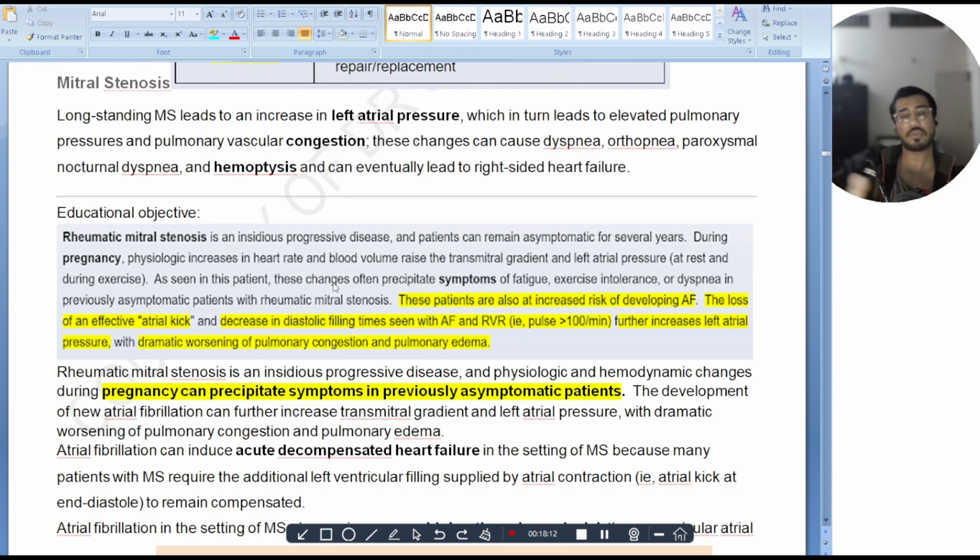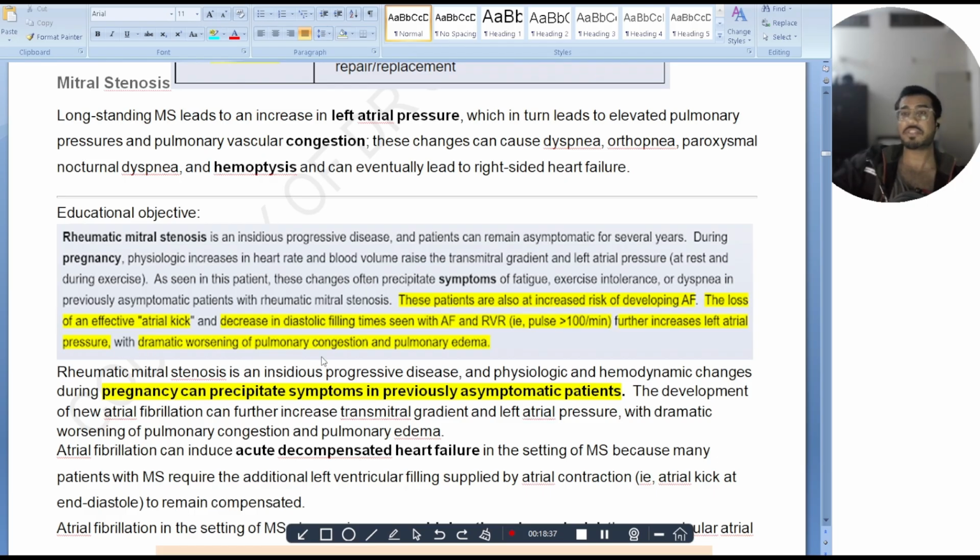If a patient has any of these, you ask the patient to not get pregnant. These patients are also at increased risk of developing AFib. Why? Because of increased pressure in the left atria, the left atrial dilation becomes more exacerbated during pregnancy. The loss of an effective atrial kick decreases the diastolic pressure and diastolic filling time seen with AF, and further increases left atrial pressure and worsening.